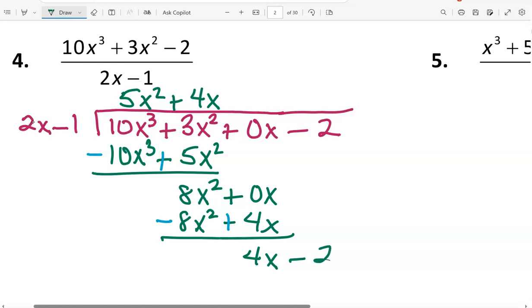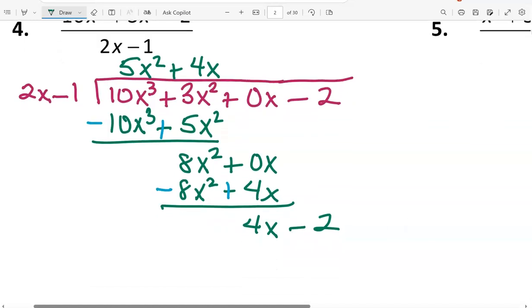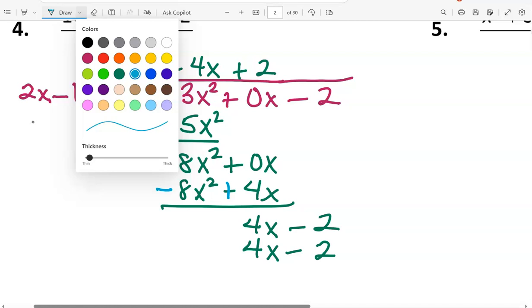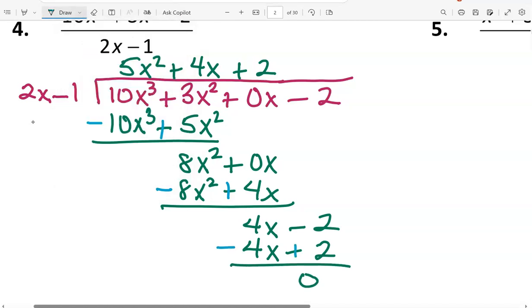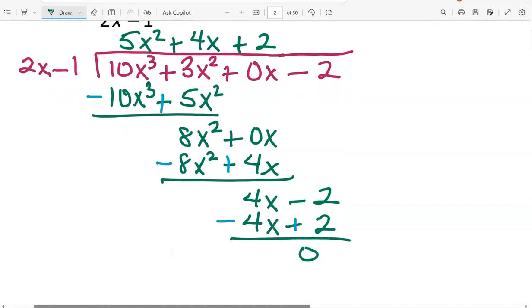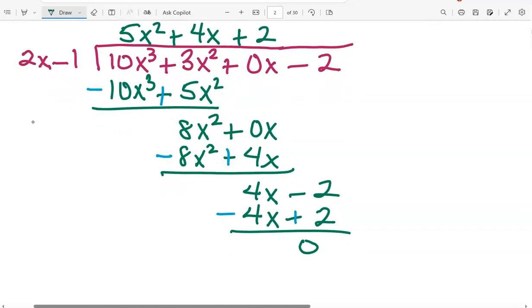We're going to bring down the minus 2, and now we're going to divide again. 4x divided by 2x is 2, and 2 times 2x minus 1 is 4x minus 2. Now when we change the signs and add, we get a remainder of 0, which means there will be no fractional part to this result. The result is just 5x squared plus 4x plus 2.